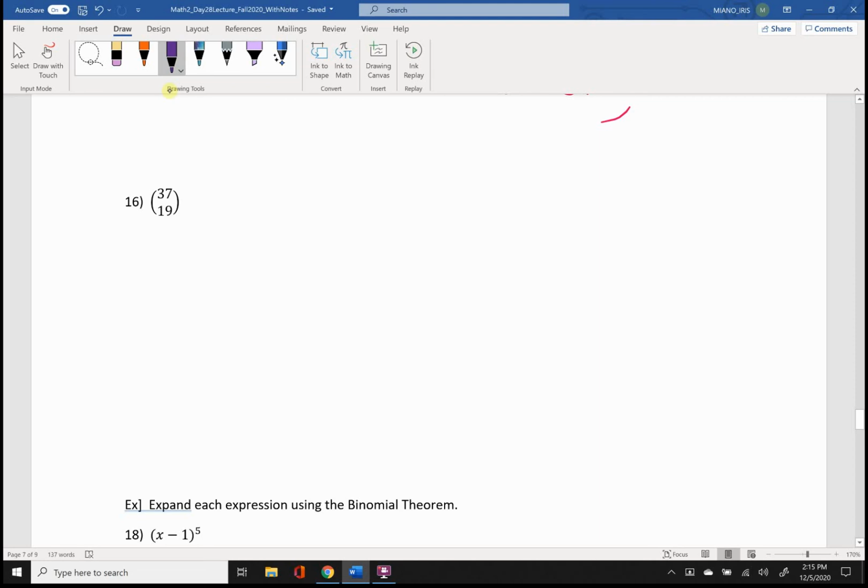So this is basically going to be just using the formula 37 factorial over 19 factorial times 37 minus 19 factorial. Okay, so that'll be 37 factorial over 19 factorial times 18 factorial. Okay, now what do we do with this? Because as you can imagine, 37 times 36 times 35 times 34 and on and on and on can get kind of crazy.